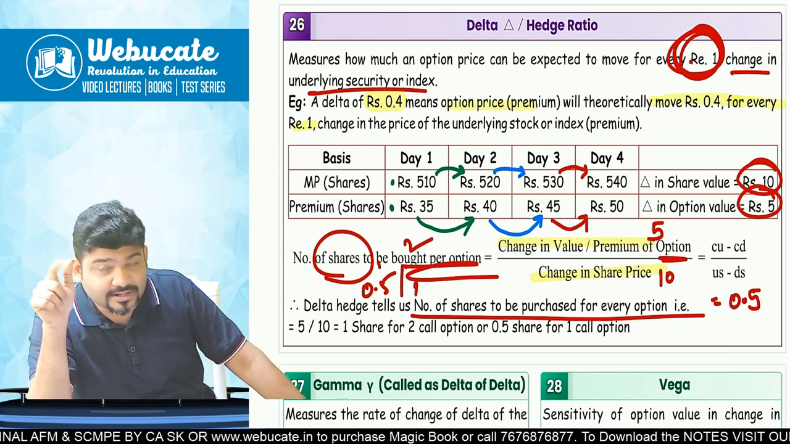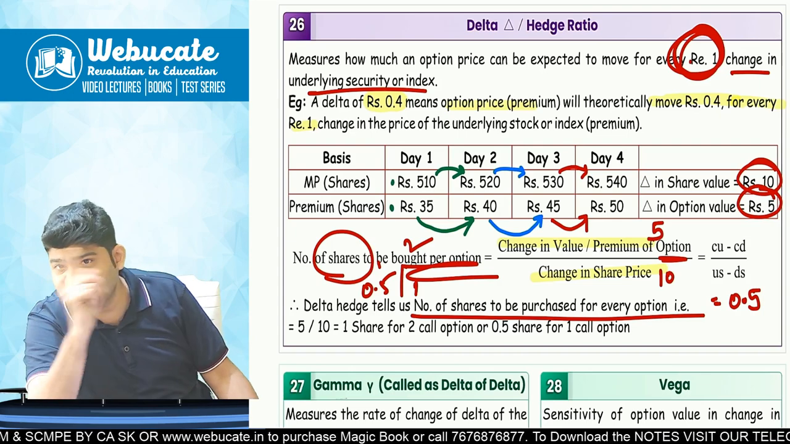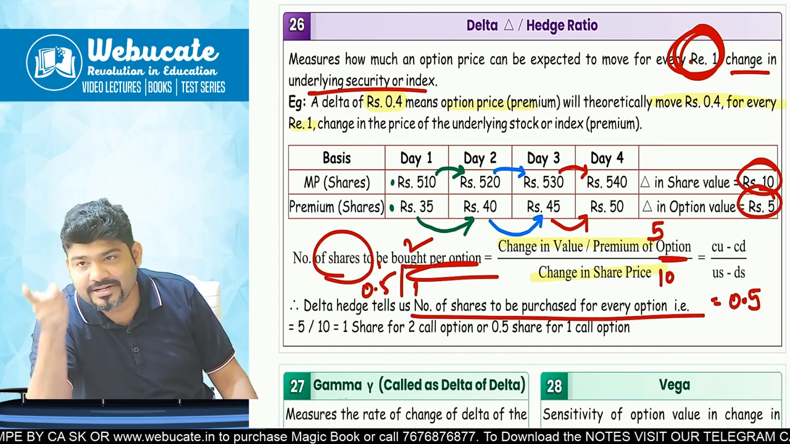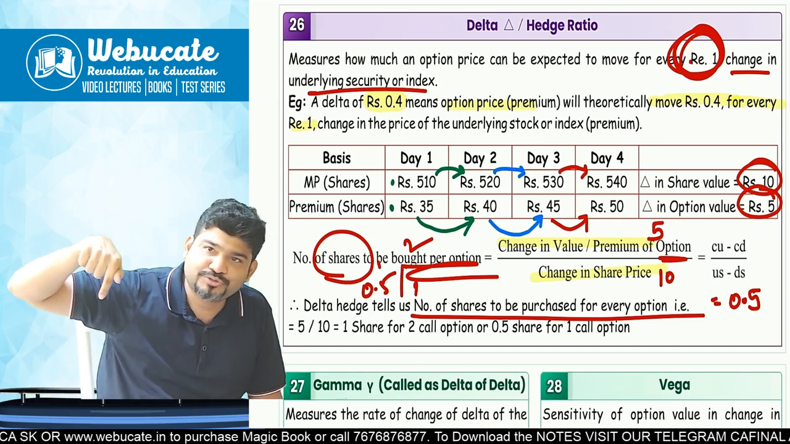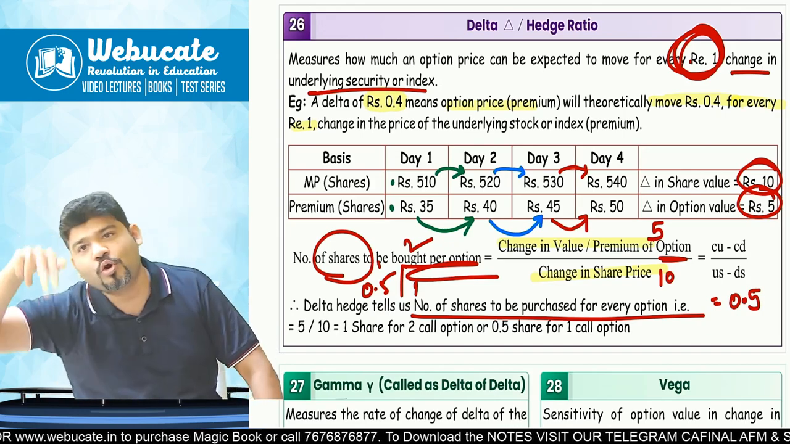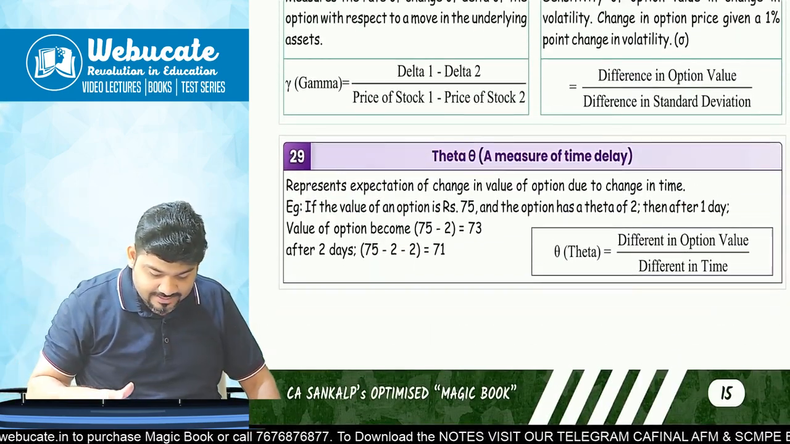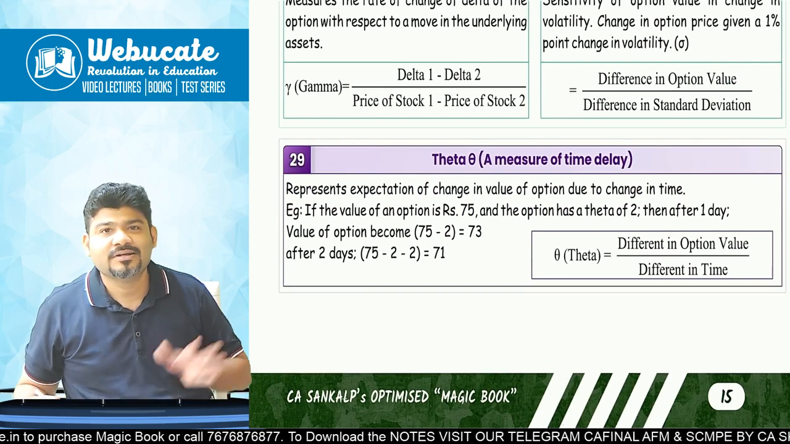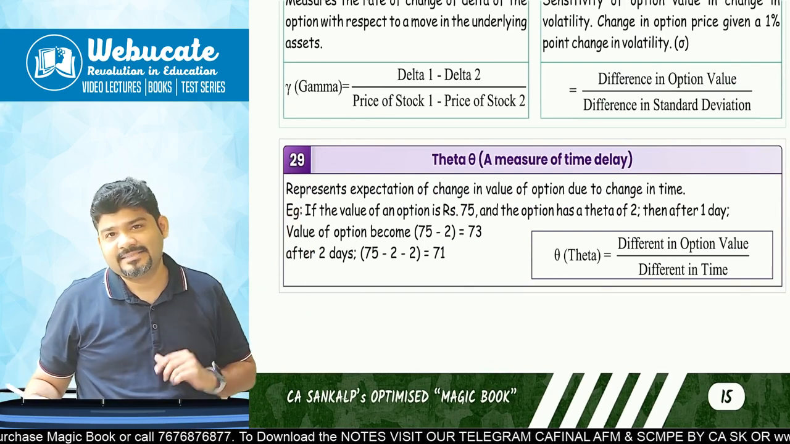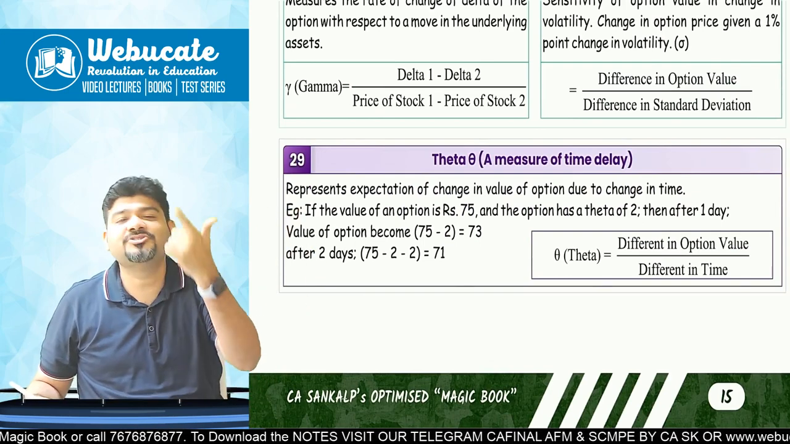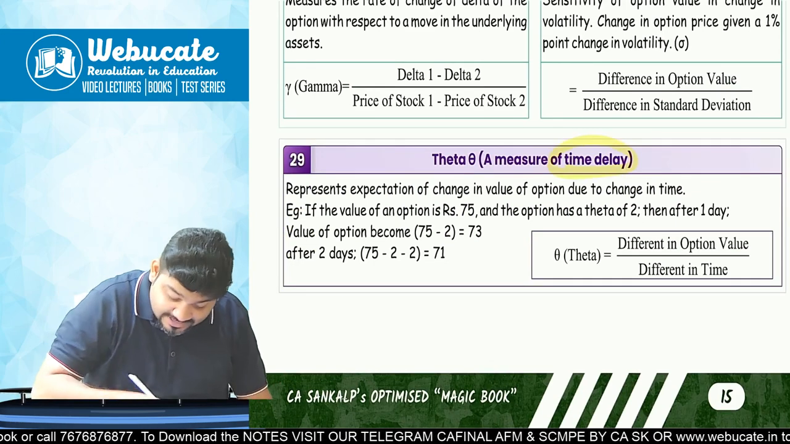How do you get that? Change in value of premium upon change in value of share. 5 upon 10. 0.5 share per option, or per share 2 options. Got it? Done. Then the same thing will continue. Then there is something called theta. Theta tells us how much the change happens on account of time delay.